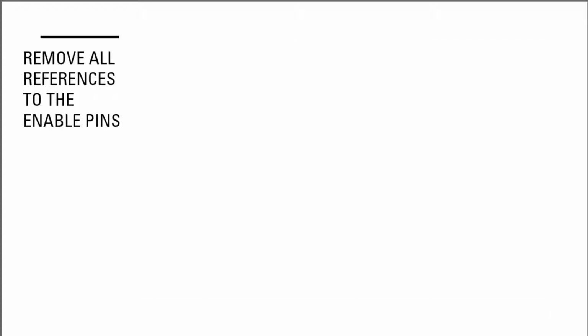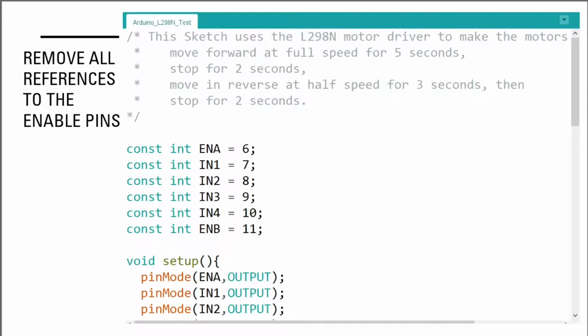So let's remove all references to the enable pins. First, we have to go to the Arduino L298 test sketch that we did some sessions ago. And before doing anything, I'll save it as another sketch. Okay, I just renamed it as version 2, or appended v2 at the end.